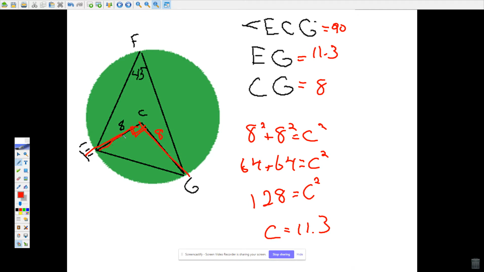Now we've got a right triangle here, and we can use that to find this missing side length. 8 squared plus 8 squared equals c squared. We solve that out, take the square root of 128, and we get c is 11.3.